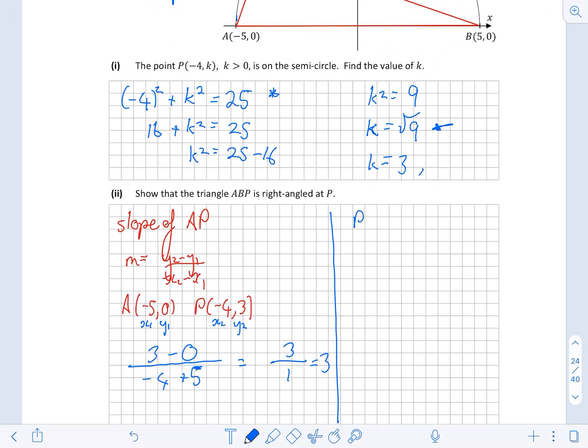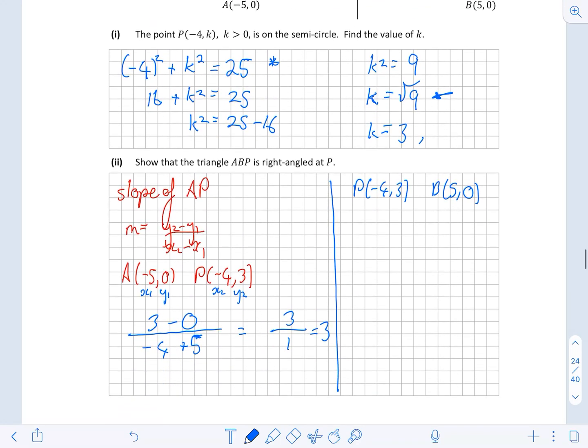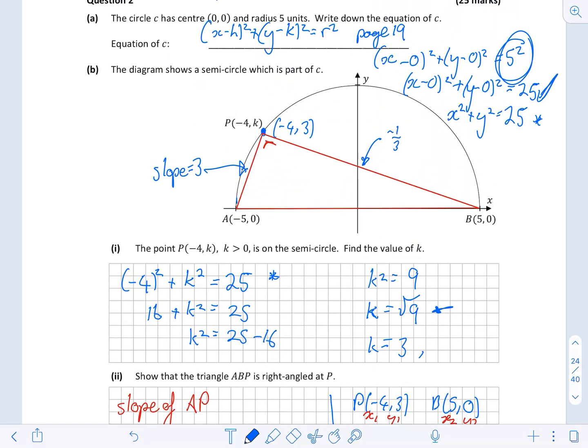So we're now going to go for P, which is minus 4, 3, and we're going to go for B, which is 5, 0. So the next job will be into the formula, label them up, maybe x1, y1, x2, y2. So we can now have 0 minus 3 all over 5 plus 4. So that's going to equal minus 3 over 9, which is equal to minus 1/3. So the slope of this guy here is minus 1/3.